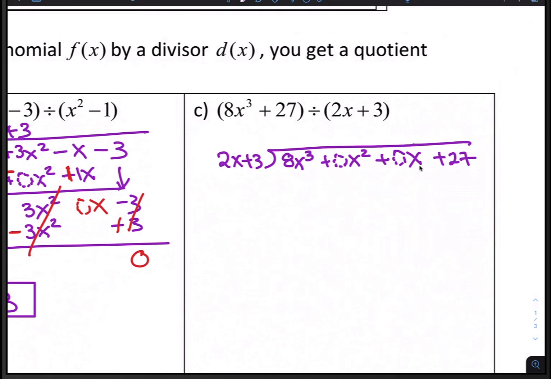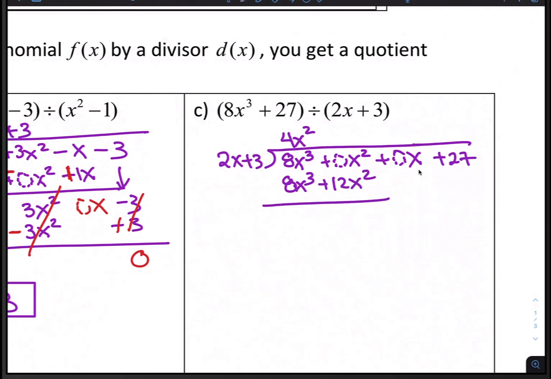So again, very important that you have exponents from the highest to the lowest, so you have to insert placeholders for anything that's missing. Let's begin division. We'll start with 8x to the third and divide it by 2x. And that's going to give us 4x squared, which we put at the top. We will then multiply this 4x squared times 2x and also times 3. So 4x squared times 2x is 8x cubed, which you write on the next line. And then 4x squared times 3 is positive 12x squared.